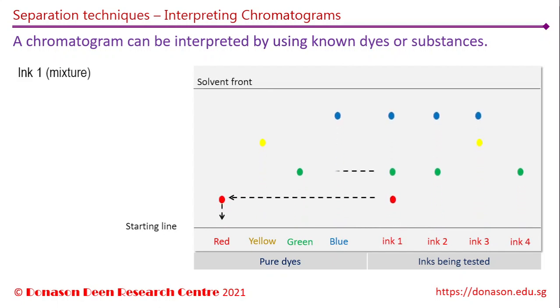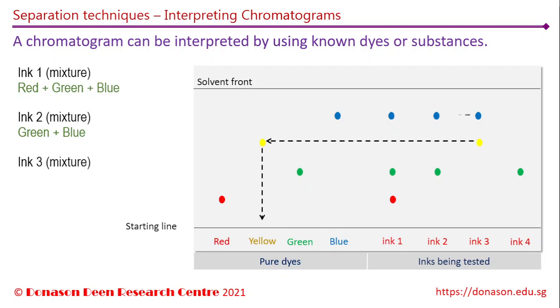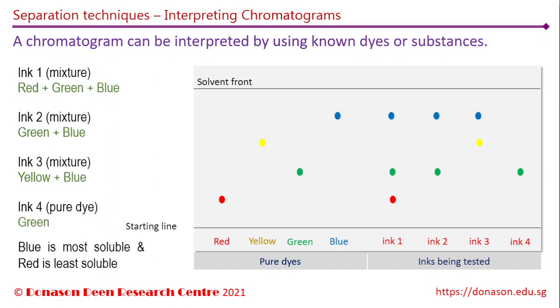Firstly, we can see that ink 1 is a mixture and it is made of red, green, and blue dyes. Next, we can see that ink 2 is made by using green and blue dyes only. Likewise, we can see that ink 3 is made of yellow and blue dyes. Ink 4 shows that it is a pure dye made of green dye only. Another interpretation we can make is that blue is the most soluble dye of all the dyes, while the red dye seems to be the least soluble in the solvent.